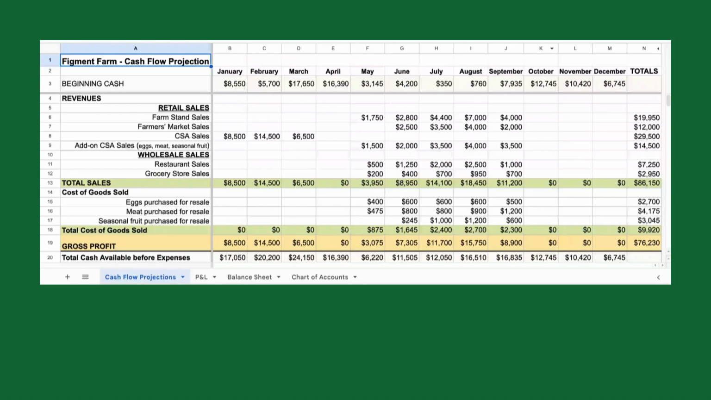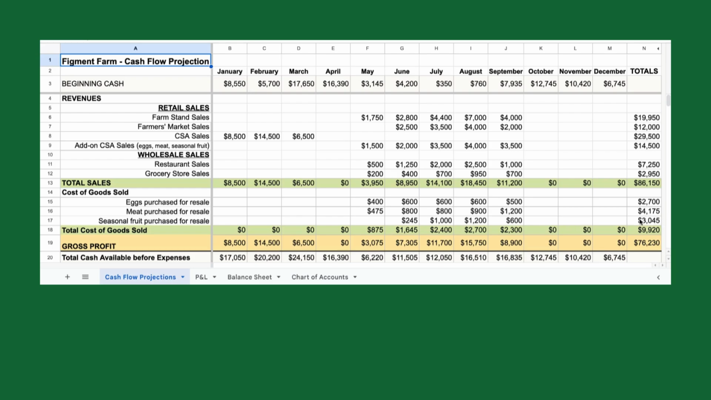And here's an example of a cash flow projection from Figment Farm, a small diversified farm with an acre in veggies, several high tunnels, plus they buy in some items from other farms to resell in their CSA shares. Now, this spreadsheet is based on one from an existing small farm, and I adapted it for Figment Farm here. And so in it, we see that their projected total sales is going to be around $86,000 for the year.